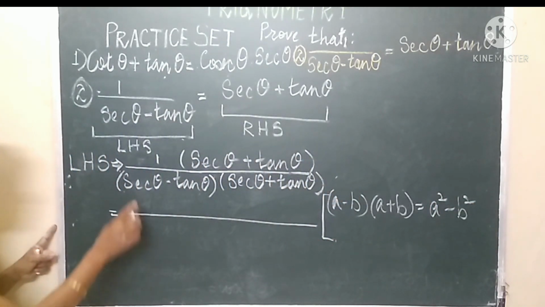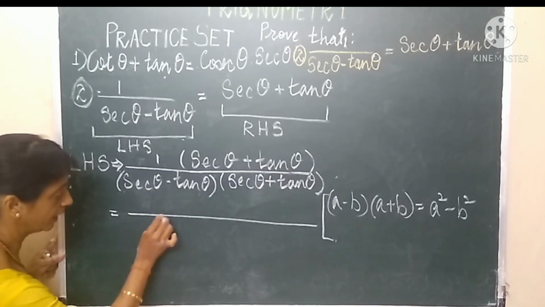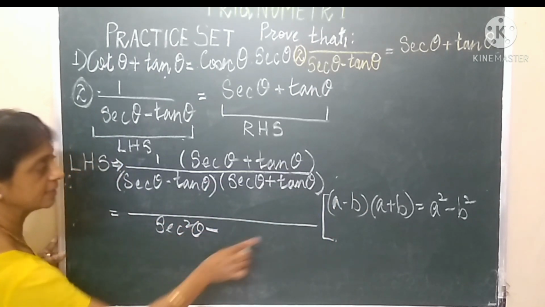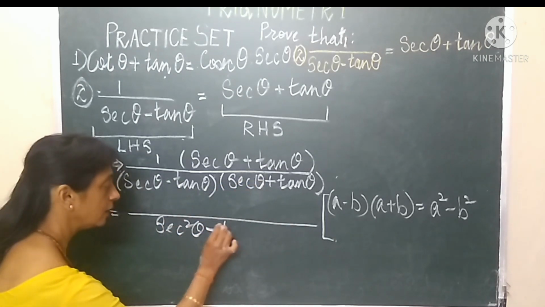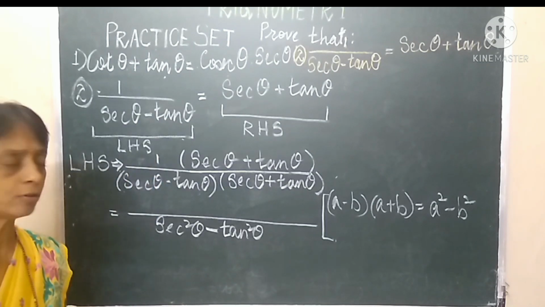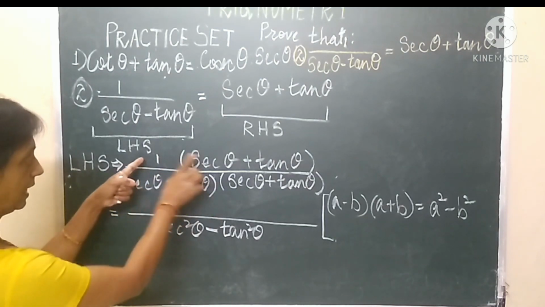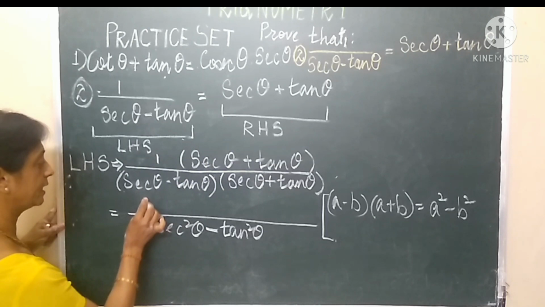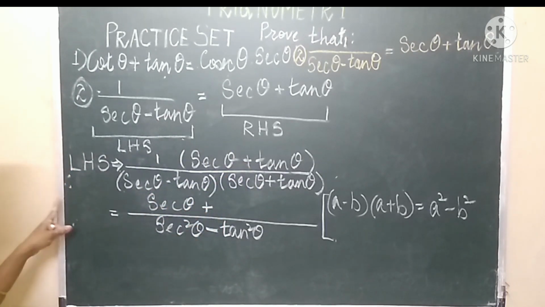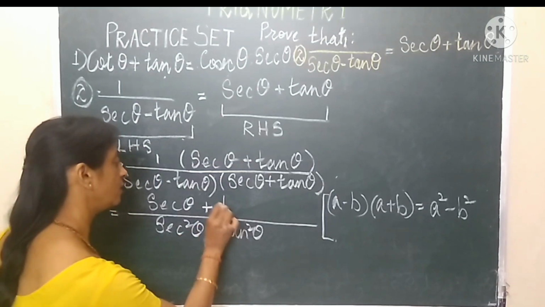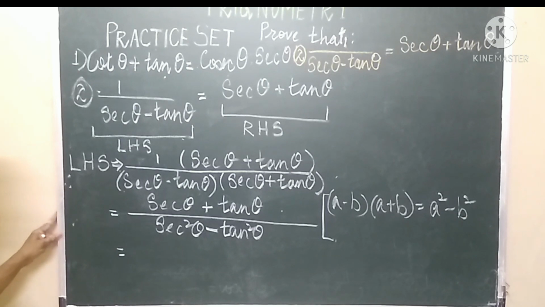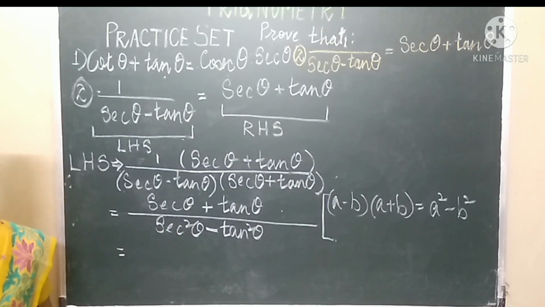So, in the denominator you get sec squared theta, that is A squared, minus B squared will be your tan squared theta. Let's concentrate on the numerator. We'll have to open the bracket. 1 into sec theta is sec theta, plus 1 into tan theta is tan theta. So children, what about the denominator?